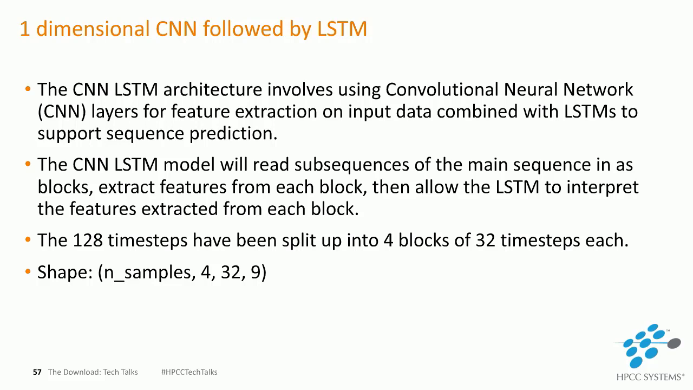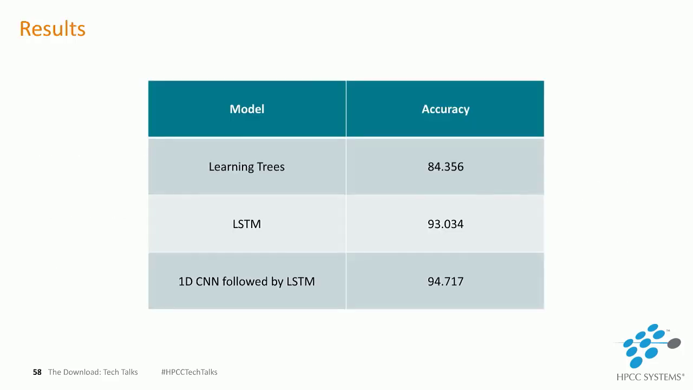The CNN layer reads subsequences of the main sequence as blocks. It extracts features from each block, and it then allows the LSTM to interpret these features for each block. That is, it treats all the blocks as one essential time series. So these 128 time steps in this particular case have been broken down into 4 blocks of 32 time steps each.